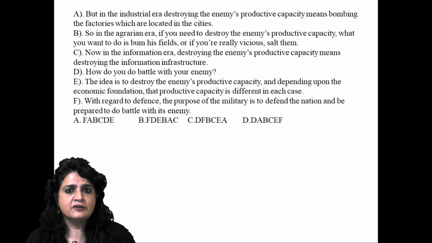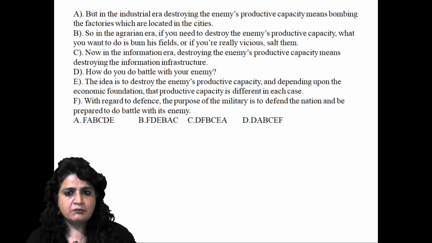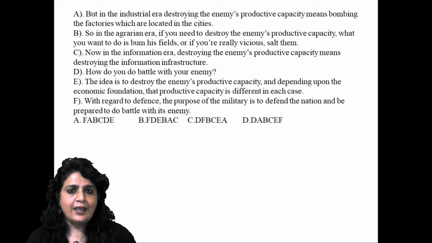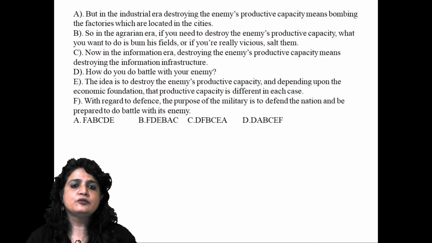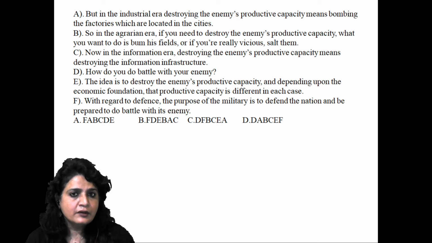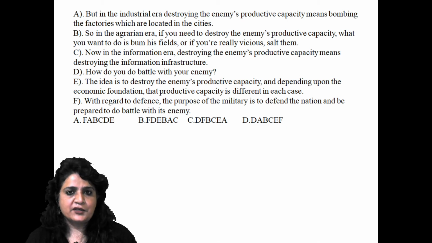What is the purpose of defense? What is the main objective of defense, right? And then it says, how do you do battle with your enemy? The F statement says, defend the nation and be prepared to do battle with its enemy. But how do you do battle with your enemy? He is taking this message forward, and then if you see, he is answering that question. How do you do battle with your enemy? You destroy their productive capacity.